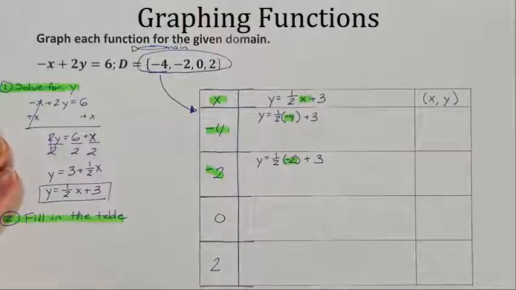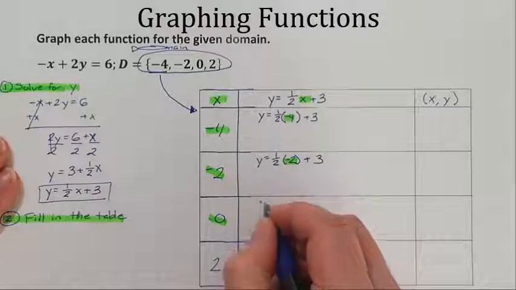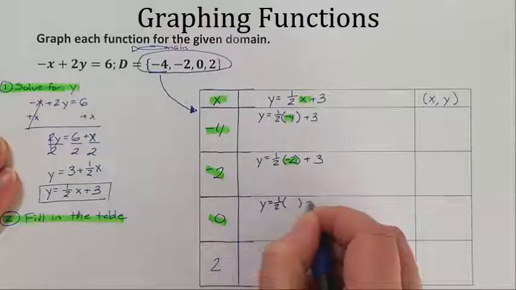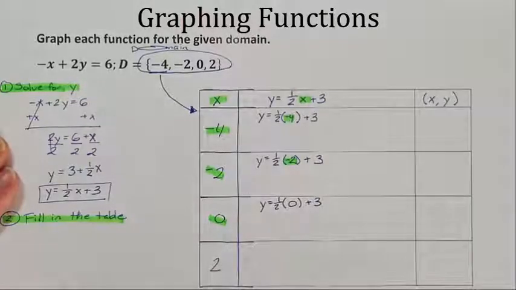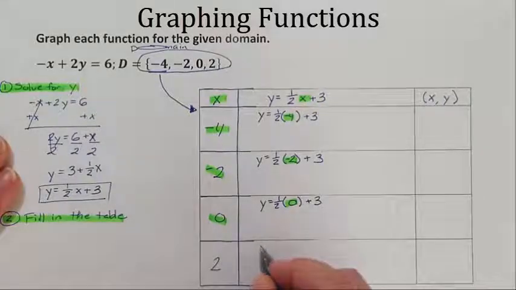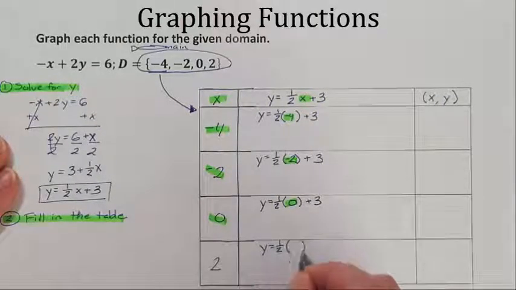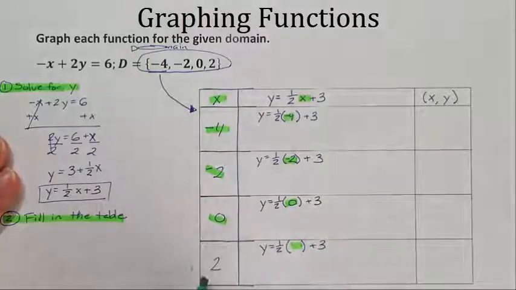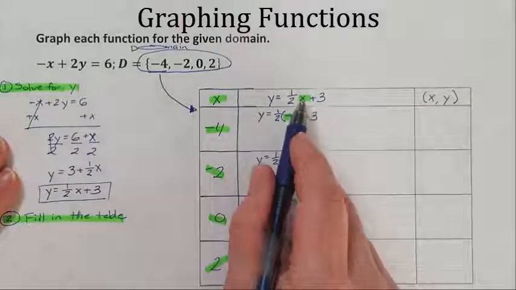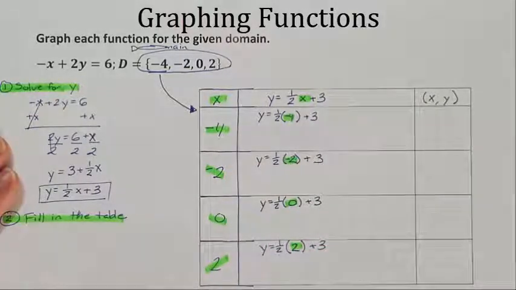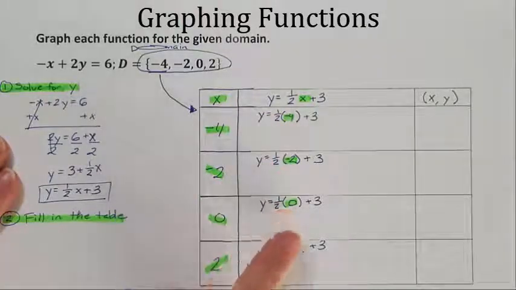Same with the other row. If I am given an x of 0, that means in this rule, the highlighted x is going to be 0. So there is my highlighted x of 0. Same with the last one. Y equals 1/2. This was always the highlighted number in here. For this row, x is supposed to be 2. So my highlighted number is supposed to be 2. So this is how you would plug the number into the equation.